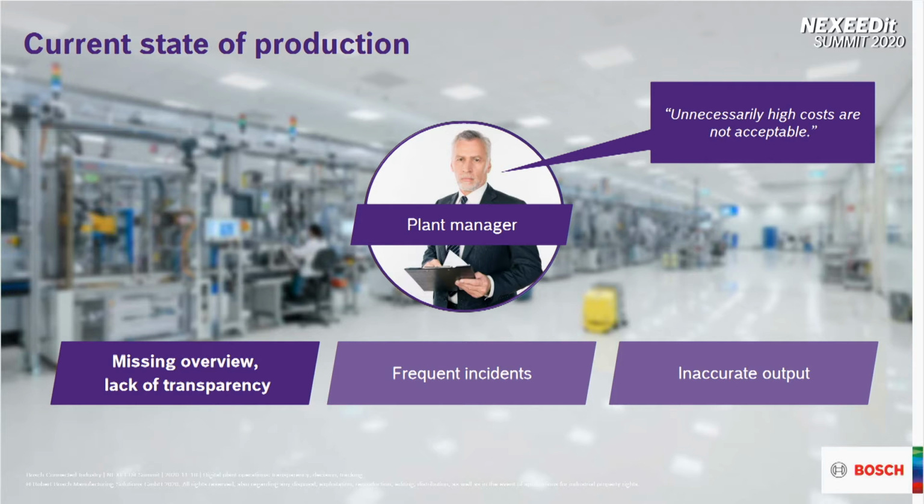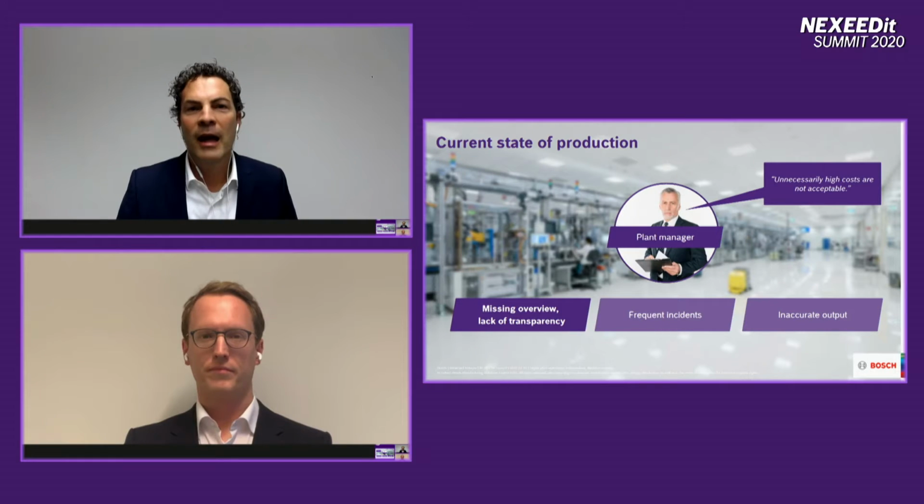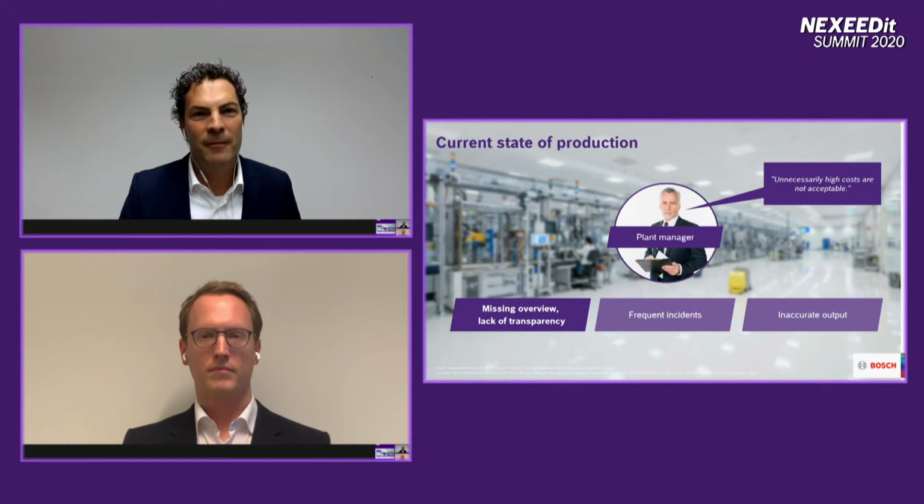Or a much simpler example: you are just not able to show the KPIs of your production on your smartphone in one click, like produced parts, OEE, or first pass yield, whatever your preferred KPI is. And at the end of the day, all these interruptions lead to unplanned high costs.